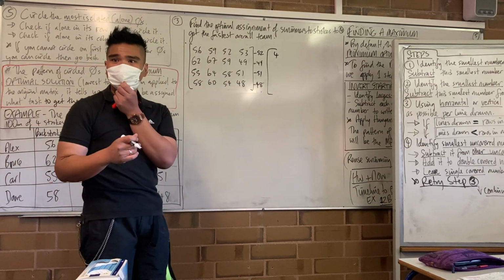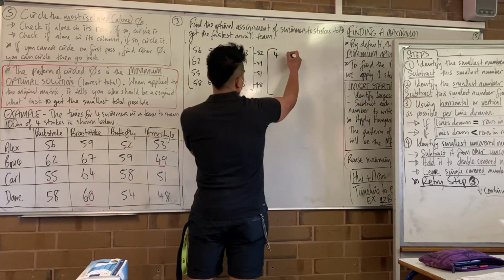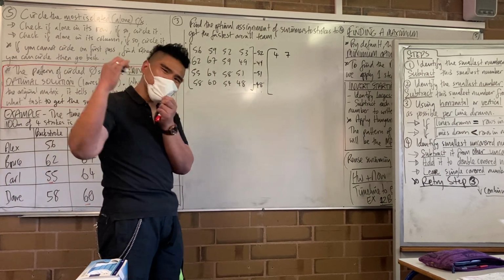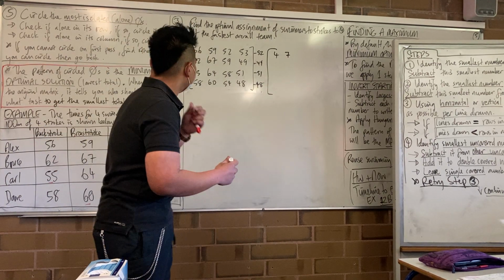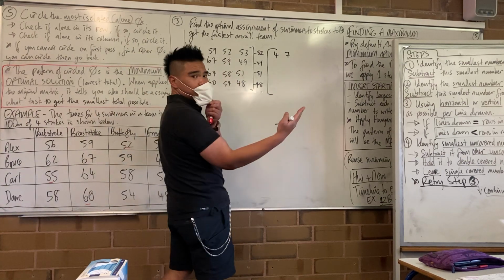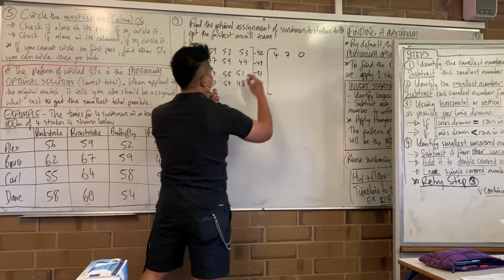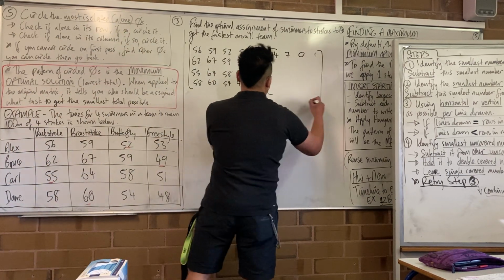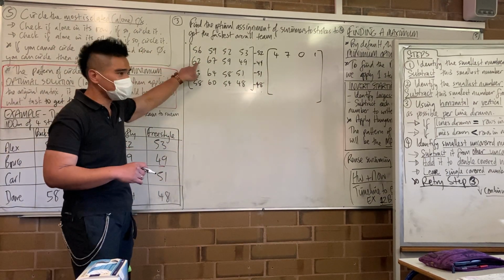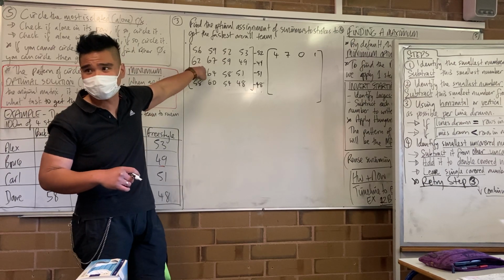59 take 52. The stuff that's less than 10, you should be able to do in your head, but if not, that's fine. Count up. 52 take 52, 0. 53 take 52, 1. Next one. This is where the counting up is more useful.